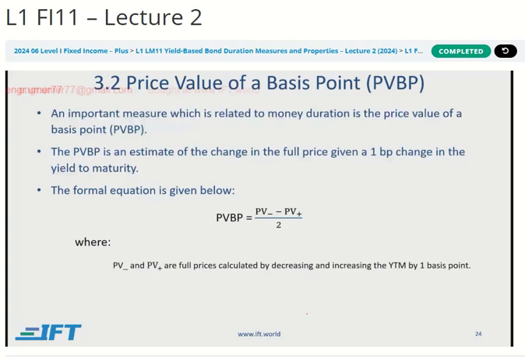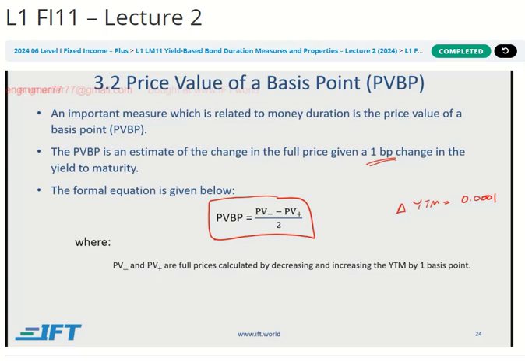Right, now price value of a basis point. This is the change in price for a 1 basis point change in YTM, right? Here the YTM change is not 1%, not even 10 basis points, but 1 basis point. So that's 0.0001. And you could manually calculate P minus and P plus by shocking the yield 1 basis point up and 1 basis point down.